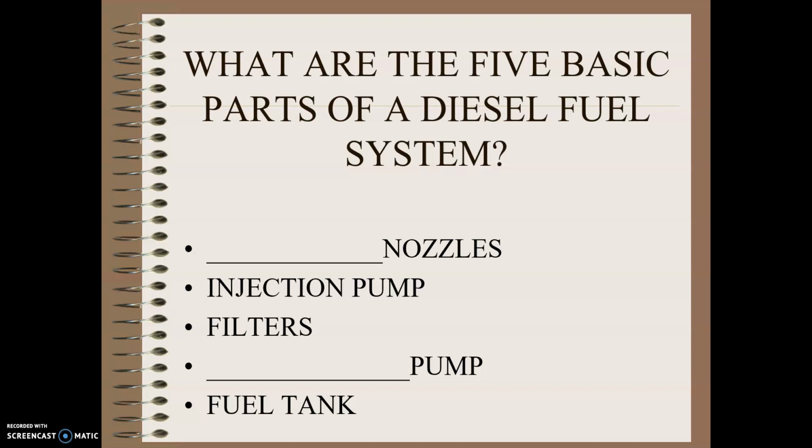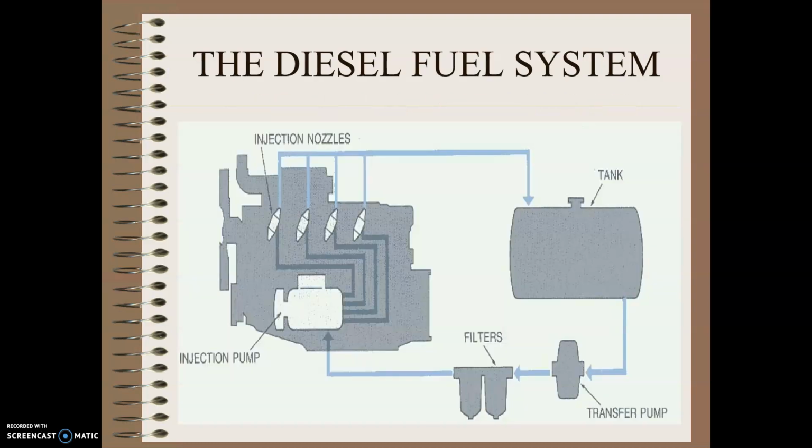Your fuel pump is actually going to pump the fuel out of the fuel tank, which is where your fuel is stored. So here's basically those 5 components all together. Here's your fuel tank. Your transfer pump or your fuel pump is going to pull the fuel out of the tank and send it through the filters. The fuel filters are going to filter out any impurities.